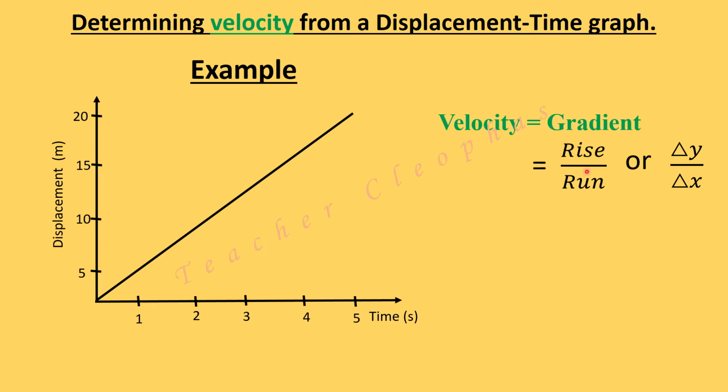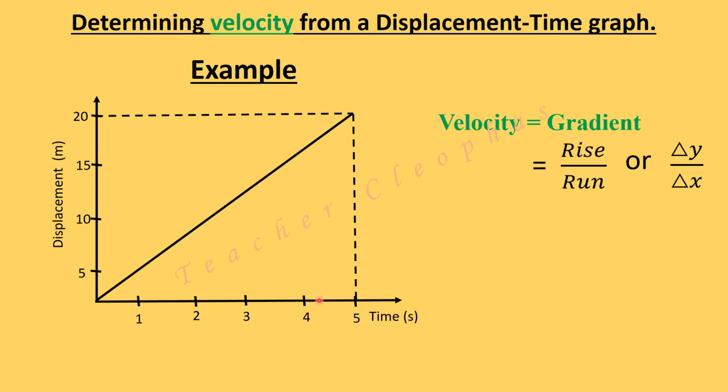So let us determine the rise. The rise, or the change in y-axis, is from 0 to 20. So 20 minus 0 gives us 20. What about the run? The run is actually the change in the x-axis, which is from 0 to 5. So 5 minus 0 gives us 5. So the rise is 20 and the run is 5.